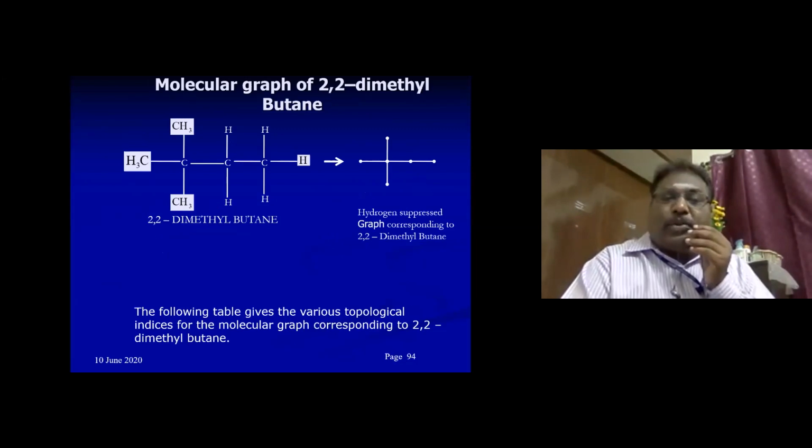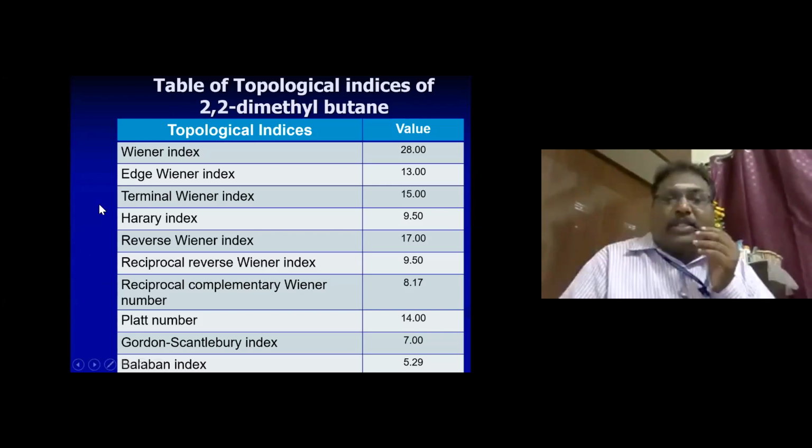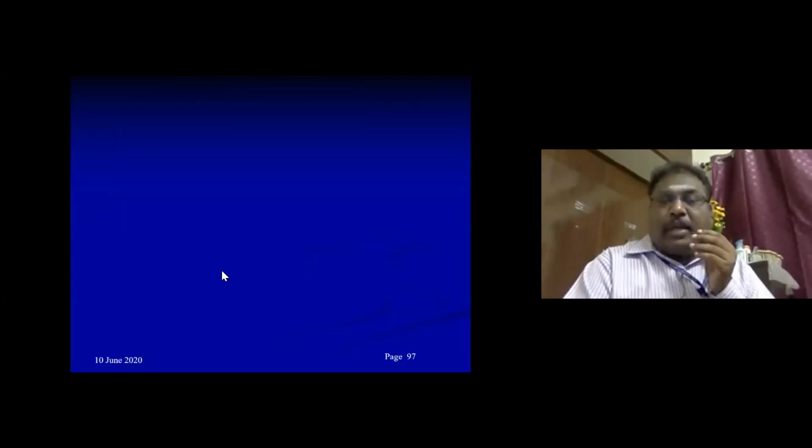This is 2,2-dimethyl butane, the molecular graph. So we have a table for this 2,2-dimethyl butane. Various indices are being calculated, and then we saw this chart, it seems to be a linear relationship.